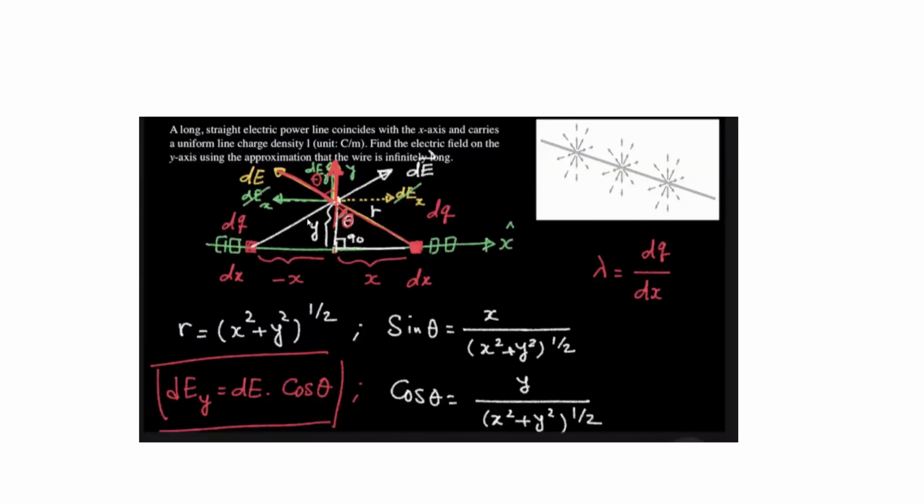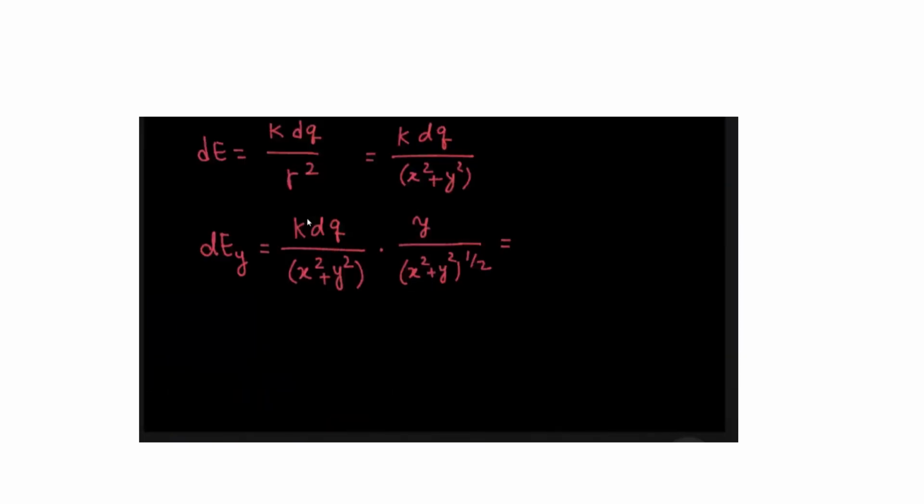There's also this idea that dq would be related to dx through this linear density of charge, lambda. And so I can go ahead and replace dq. So k dq becomes k lambda dx times y. Then I can combine these two denominators together. That becomes x² plus y² to the power of 3 by 2.